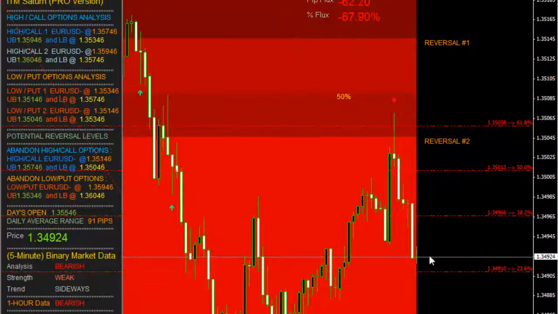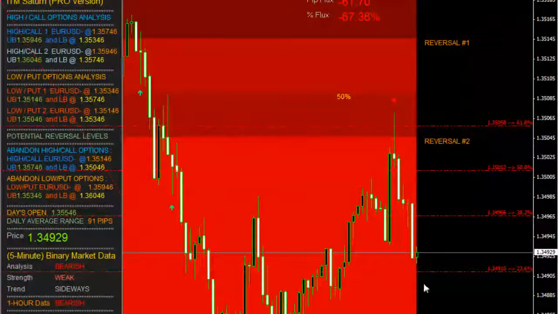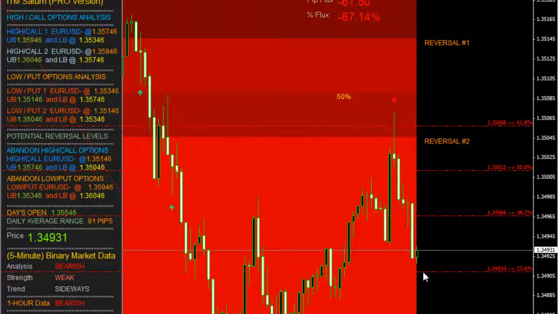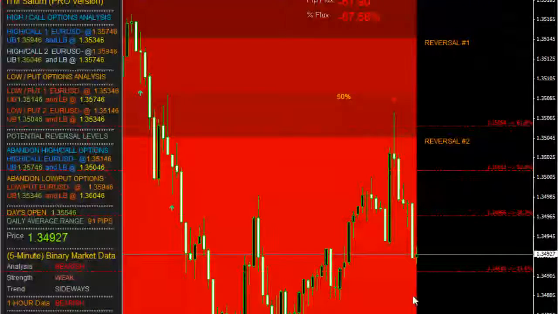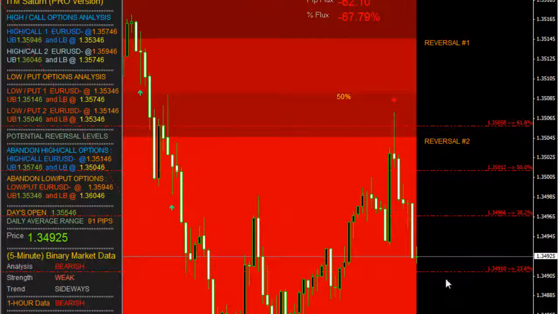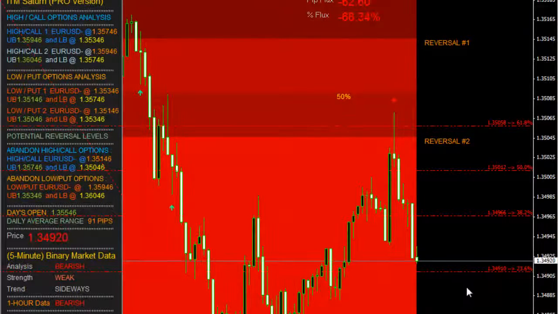And again, we're now going towards the 23.6% retracement, as I mentioned earlier. The 50%, 38.2, and the 23.6% retracement targets are the most high probability reversal targets. Whether you trade Forex, whether you trade binary options, these are the targets you should be looking for if you're scalping off of these time frames. In our case, we've basically executed a 5-minute binary options trade.